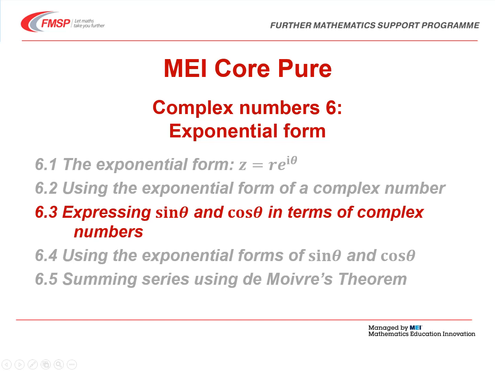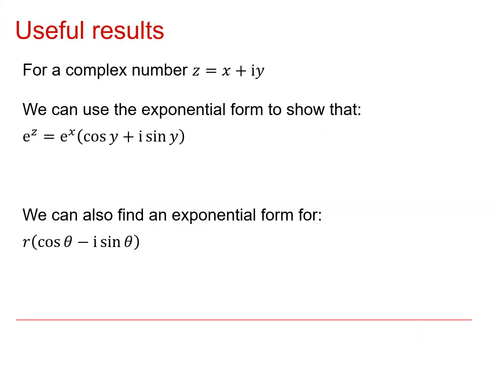This is a video for MEI Core Pure Mathematics, complex number 6 exponential form, 6.3, expressing sine theta and cos theta in terms of complex numbers. Let's look at some useful results. For a complex number z equal to x plus iy, we can use the exponential form to show this. Let's see how that works.